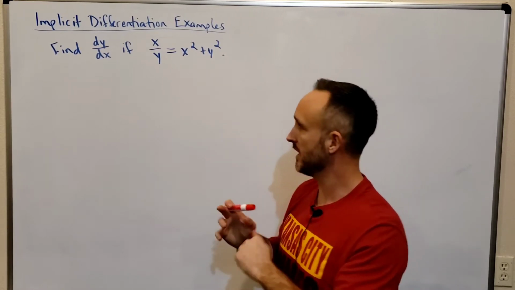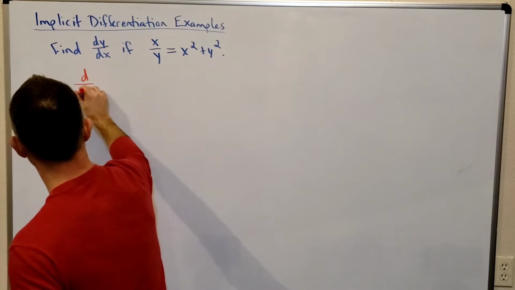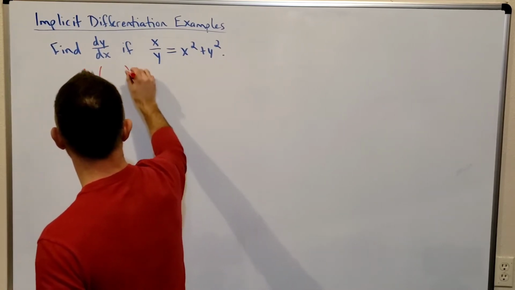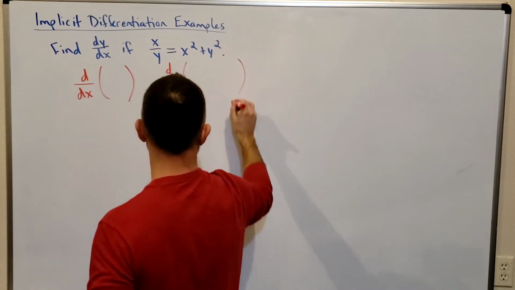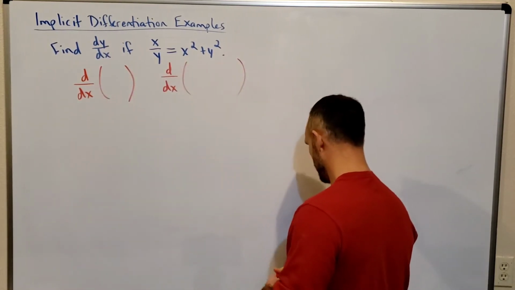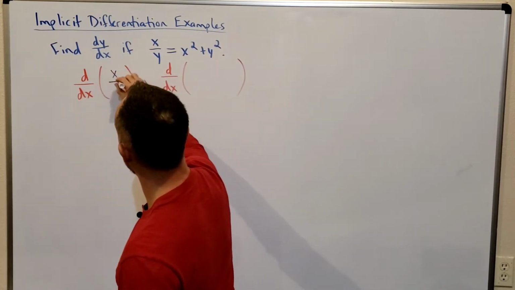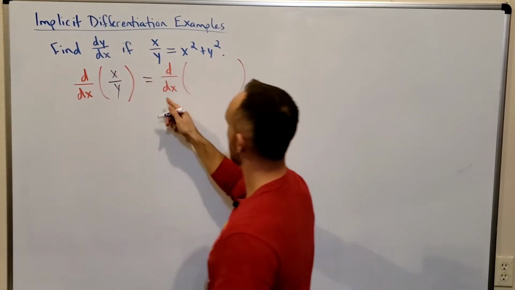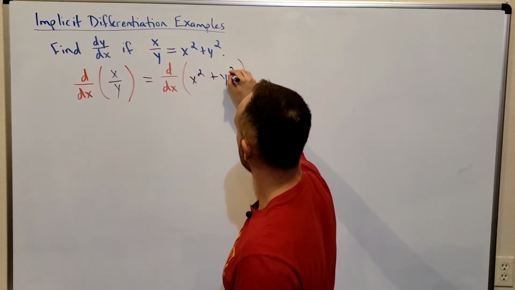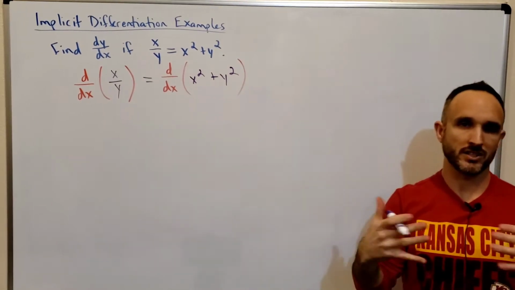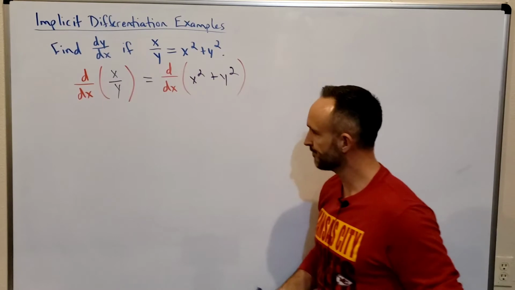So here we have this implicit relationship between x and y, and we're going to differentiate both sides and solve for dy dx. So the first thing I'm going to do is take the derivative with respect to x of the left side and take the derivative with respect to x of the right side. So I've got d dx of, the left side is x over y, and on the right side I have d dx of x squared plus y squared. And now we're going to look at the differential equation that results and try to solve for dy dx.